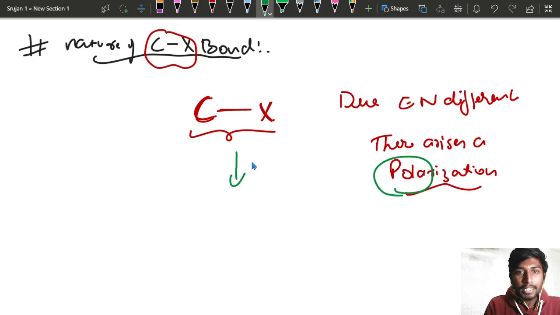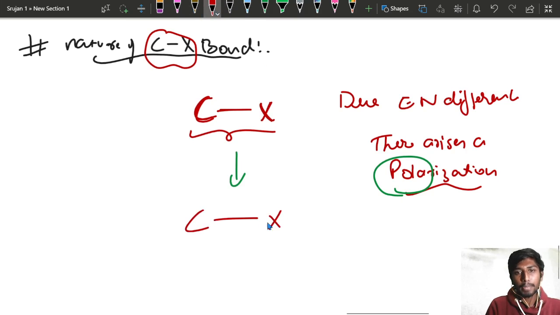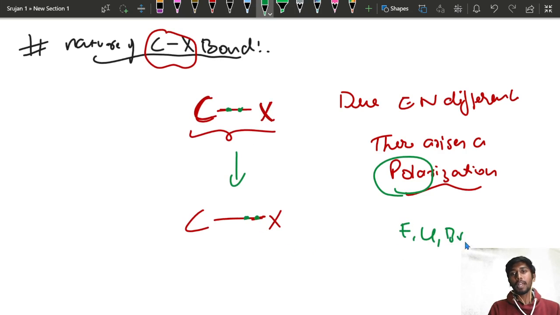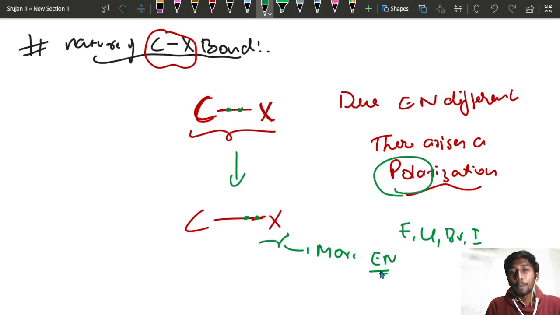Before it was like this, then after the bonding, the bond electrons are pulled towards the halogen atoms, that is, maybe fluorine, chlorine, bromine, or iodine. Why? The reason is this group is more electronegative. Due to this, what happens? These two get partial charges.